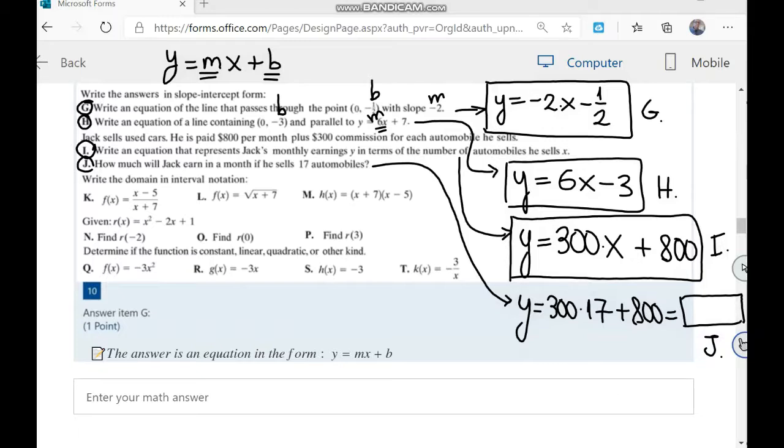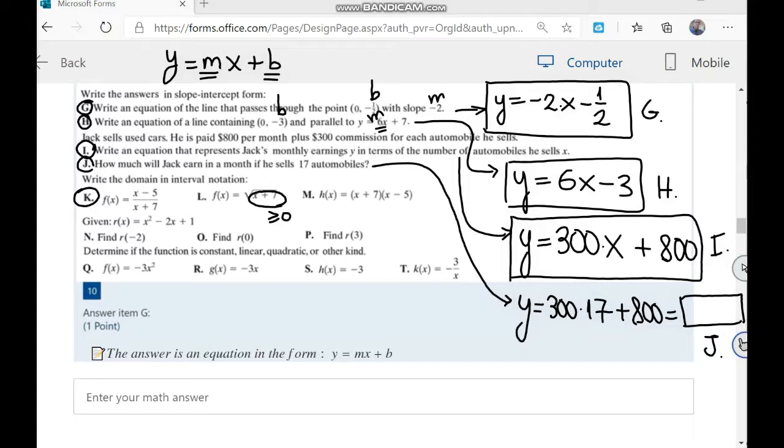Next, the questions here. Write the domain. Remember this: if I have a denominator, and this is the denominator, x plus 7, this needs to be different from 0. Remember? We cannot have a 0 on the denominator. And if you have a square root, this cannot be a negative number. It needs to be greater or equal than 0. It needs to be 0 or positive. And for that reason, we need to restrict, we need to change the domain. So let's check for K.